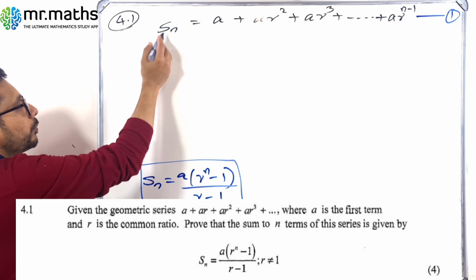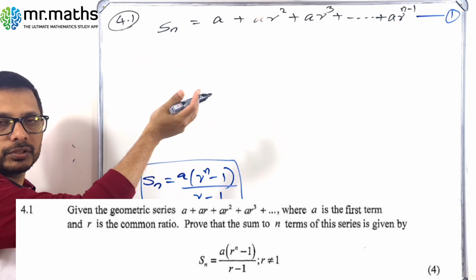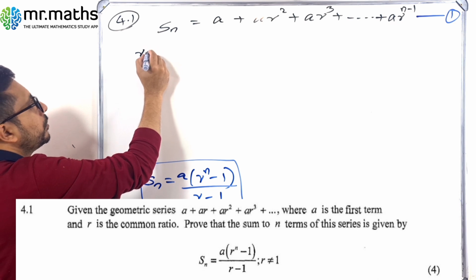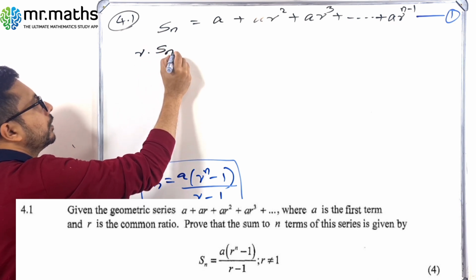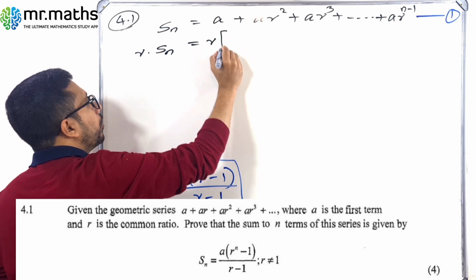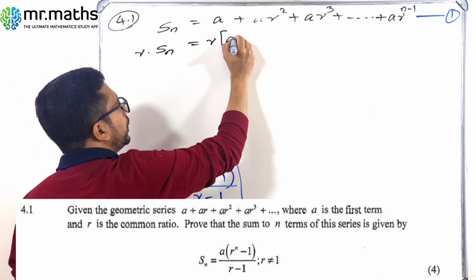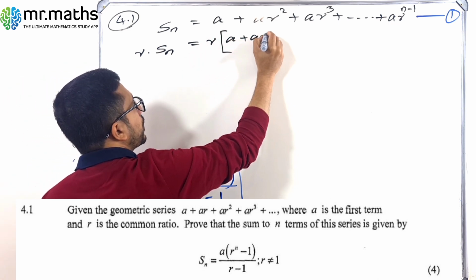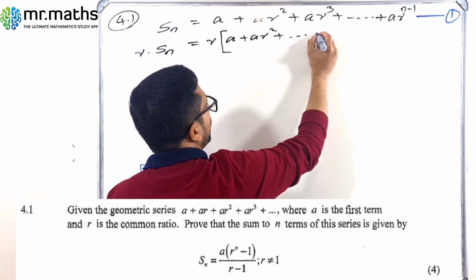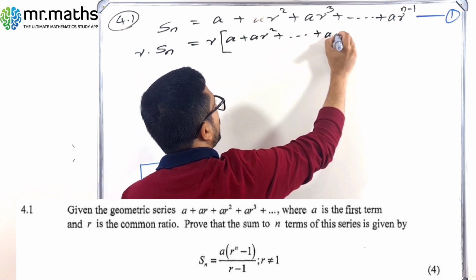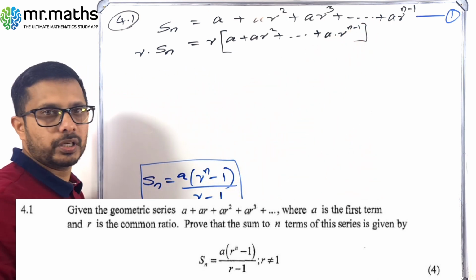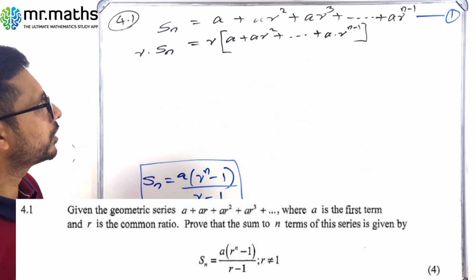I'm going to multiply both the left side and the right side by r. So r times Sn. Here also I'm supposed to multiply the whole thing by r: a plus ar plus ar squared, like that, plus a times r raised to n minus 1. I multiply that one with r. I'm not going to write that step here.